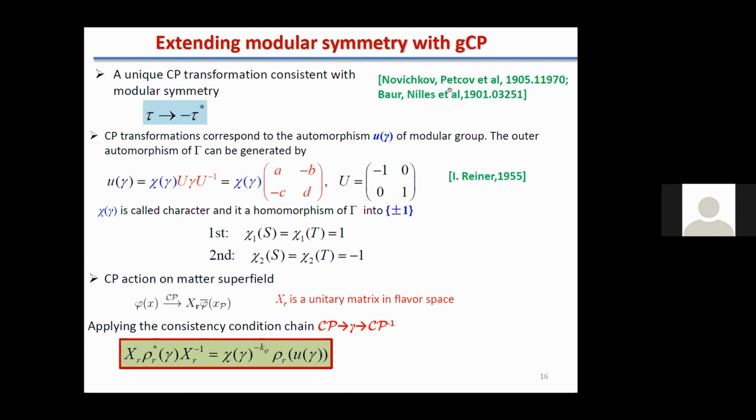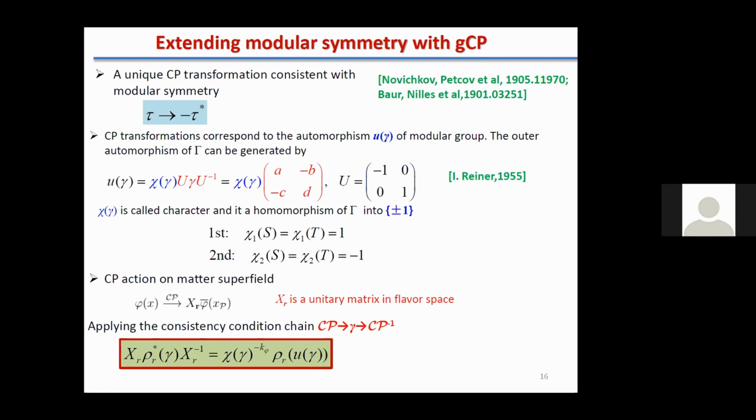The CP consistent with modular symmetry has been studied in string theory by Peter and Patrick et al., Peter and Patrick's group. And they established that the unique CP transformation consistent with modular symmetry is tau transformed to minus tau star, up to a modular transformation. If we perform another modular transformation, the combination of CP and the modular transformation is still a CP transformation. So the modular transformation has a strong constraint on the CP transformation.